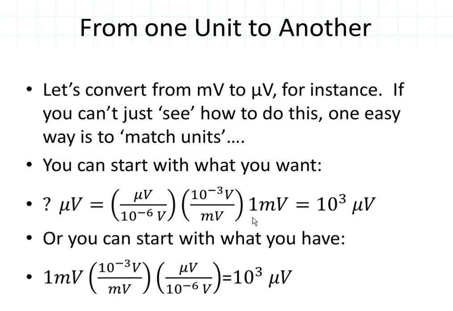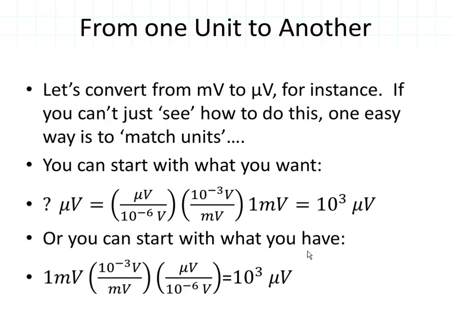And then we're going to multiply this by 1 millivolt. Now look what would happen. We would be able to cancel out the volts, we'd be able to cancel out the millivolts, and we'd be left just with microvolts. Hey, that's what we wanted. The math here would be 10 to the minus 6 on the bottom, 10 to the minus third on the top. That gives us a value of 10 to the third microvolts. 1 millivolt is indeed 10 to the third microvolts.